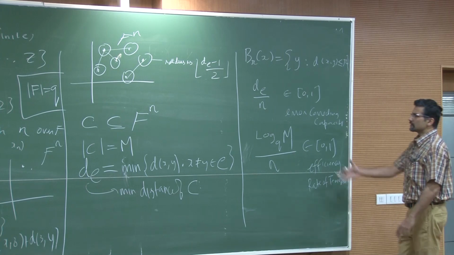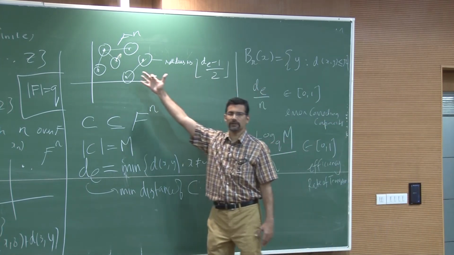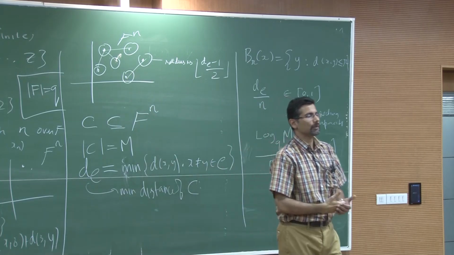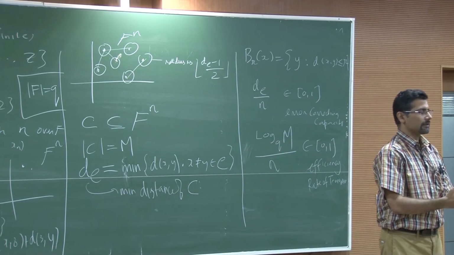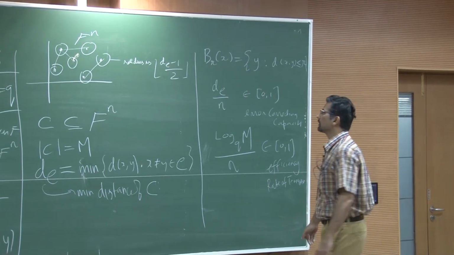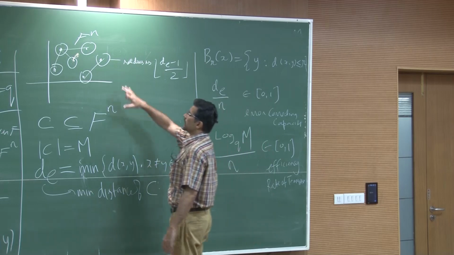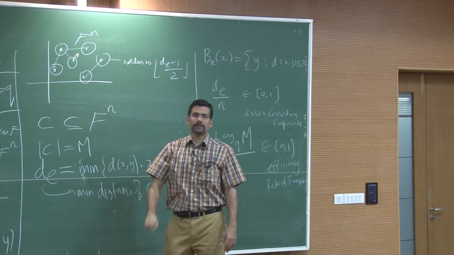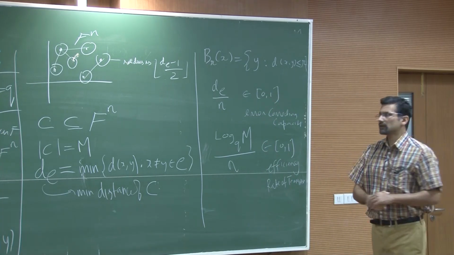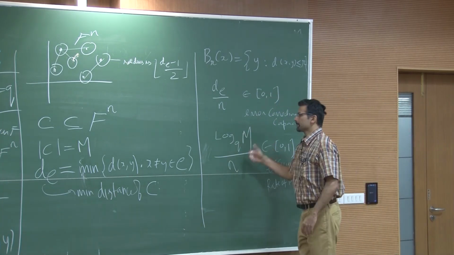Okay. When you want to talk about the size of a subset, we say the size is capital M, but you can also talk about everything to the base q. Take q to the power equals M. When you take this capital M and take log to the base q, you are saying it has so many q-ary bits of data. So this is also a measure of the size.